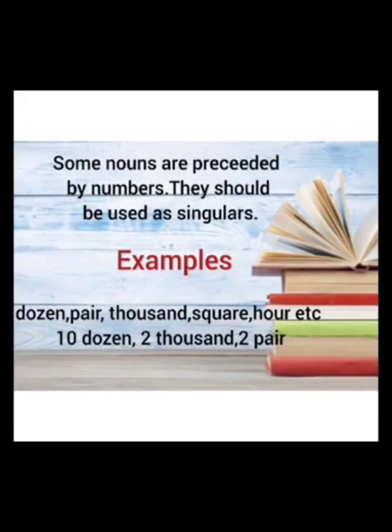Then next we have some nouns that are preceded by numbers. They should be used as singulars. Dozen. We cannot change it into dozens or pair to pairs. We have to use numbers with them. For example, 10 dozen, 2000, 2 pair.